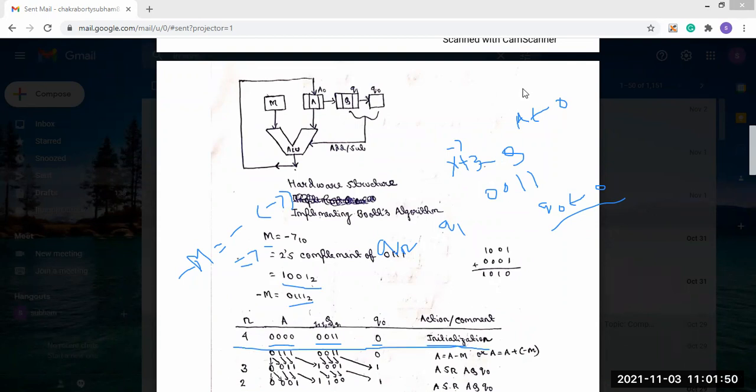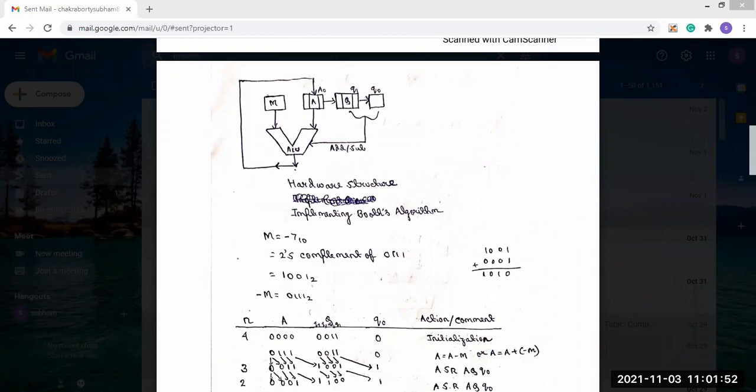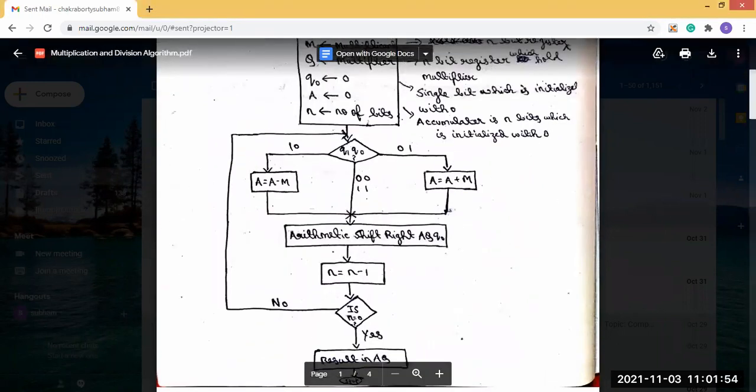After that, what do we have to do? According to this flowchart, we have to find Q1 and Q0. If Q1 Q0 is 1, 0, then accumulator equals accumulator minus the multiplicand.